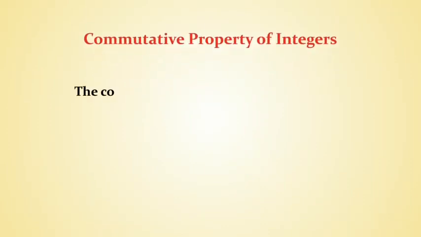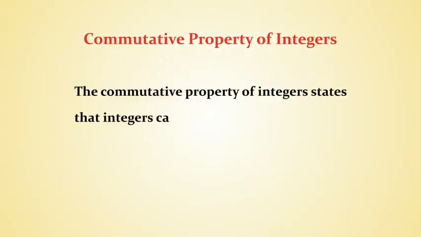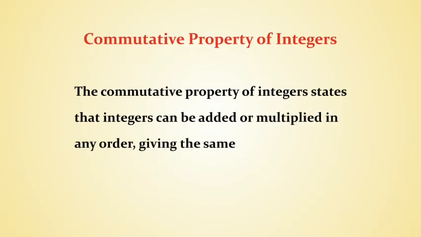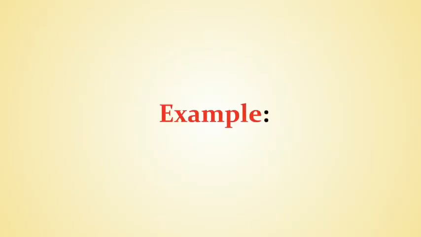Now let's understand the commutative property of integers. The commutative property of integers states that integers can be added or multiplied in any order, giving the same result each time. Let's look at an example.